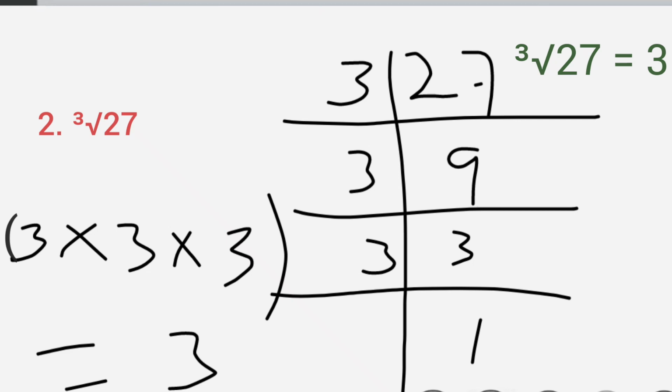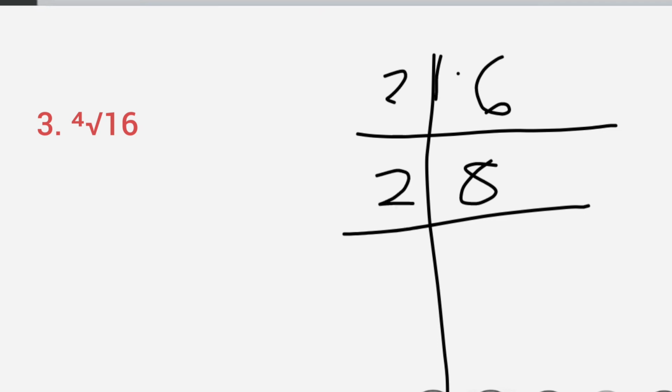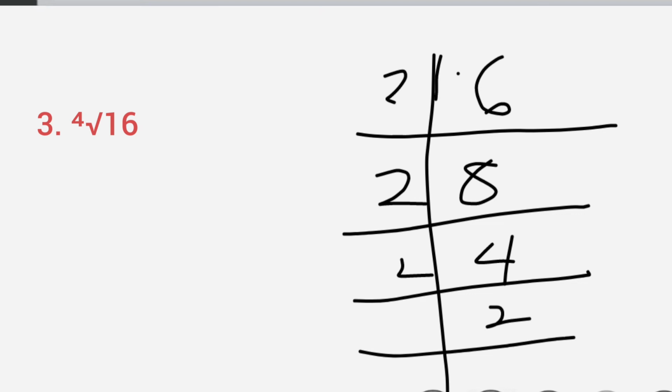So let's solve the last problem using this same method. We have the fourth root of 16. You have your 16. The least prime number here is 2. So when you divide 16 by 2, you have 8. And 2 will fit here also perfectly. So you'll have 4. And here you'll have 2. 4 divided by 2 is 2. And 2 divided by 2 is 1. And that's why you stop.